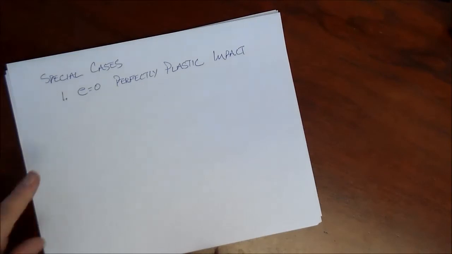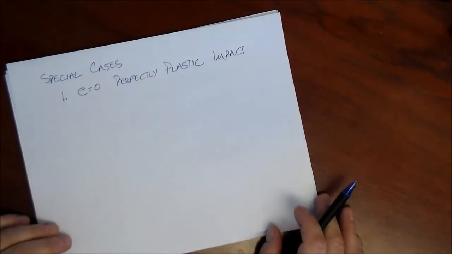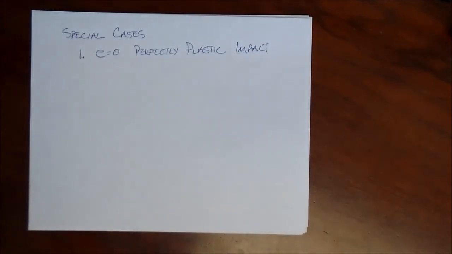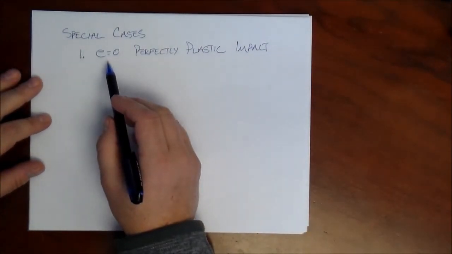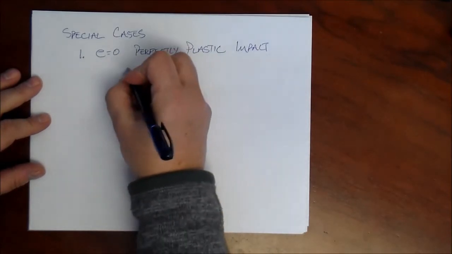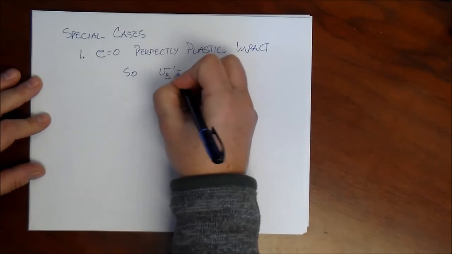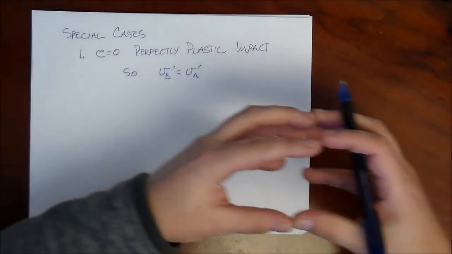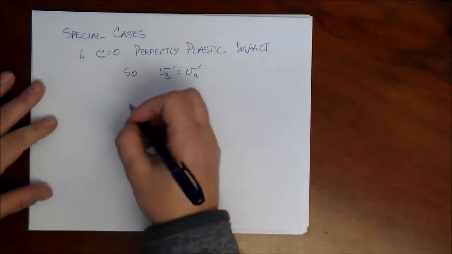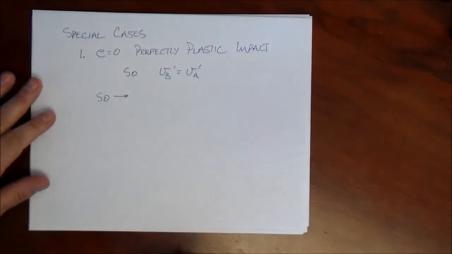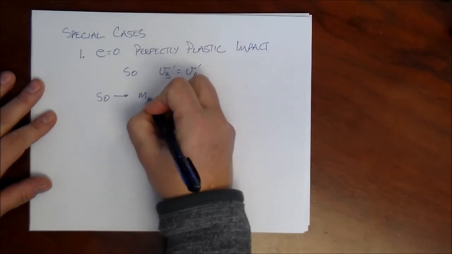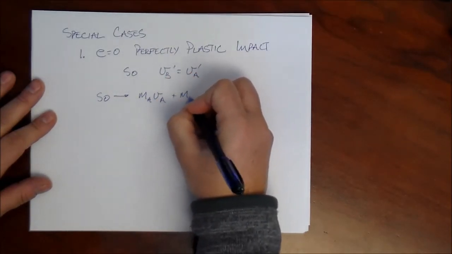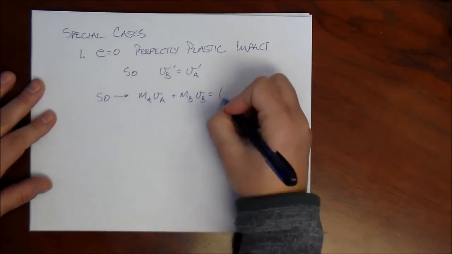The first one is the case where E is equal to 0. This is the case where the impact or collision process is perfectly plastic. And so the result of the restitution equation with E equal to 0 says that VB prime has to be equal to VA prime. That is, the velocity of the two particles after the collision are equal. Or in other words, they stick together. They bump into each other, the two particles bump, and then they move as one afterwards. And so, to solve the problem, it reduces to a single equation. The conservation of momentum equation becomes the initial system momentum equals the final system momentum.